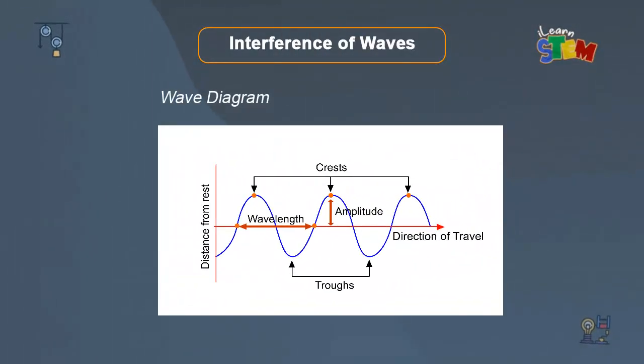A quick review of our understanding of a wave graph, which consists of key components such as the crest, the highest point of a wave; the trough, the lowest point; the wavelength, the distance between consecutive crests or troughs; and the amplitude, the maximum displacement from the rest position.